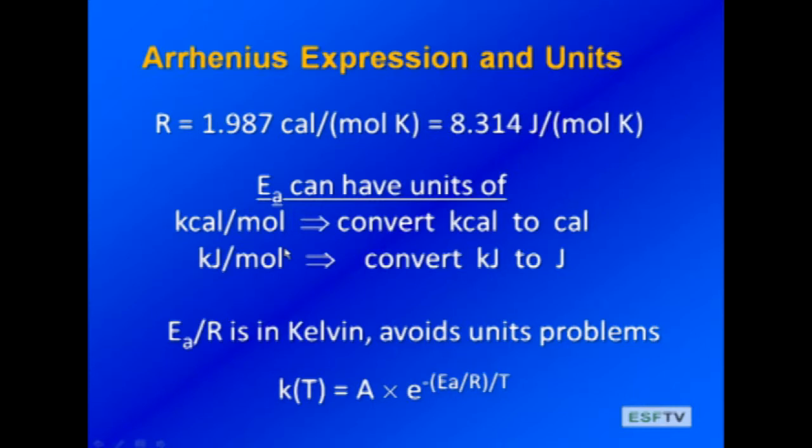To avoid this sort of problem, the reference source that we use lists the activation energy divided by R. And that is a quantity that has units of Kelvin. And that avoids units problems, since in this context our temperature is always in Kelvin. So this bottom equation shows the Arrhenius expression in the format that it's implicitly used in the data reference, where the activation energy is already divided by R. So that's in Kelvin, the temperature is in Kelvin, so the units are taken care of. That saves a lot of problems.